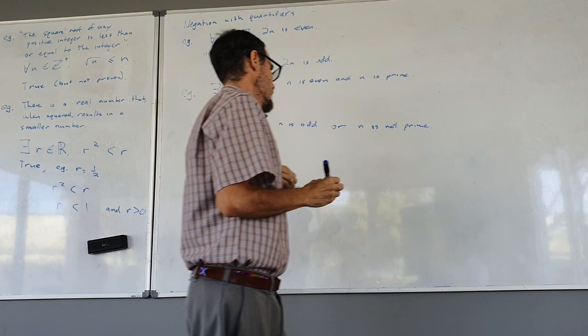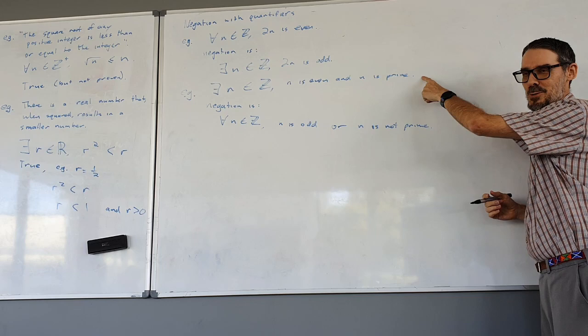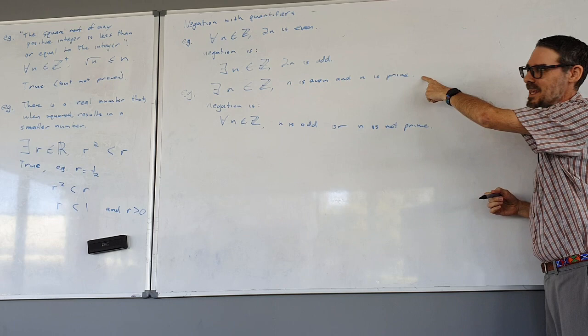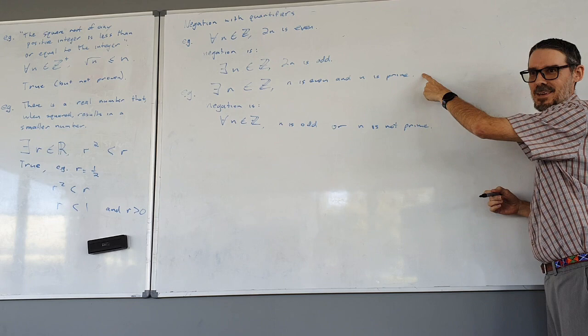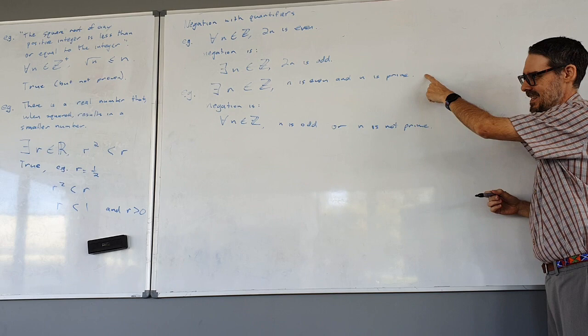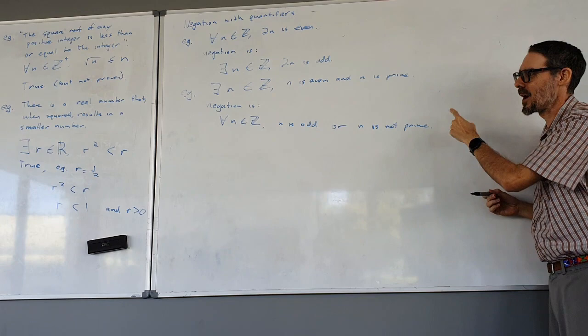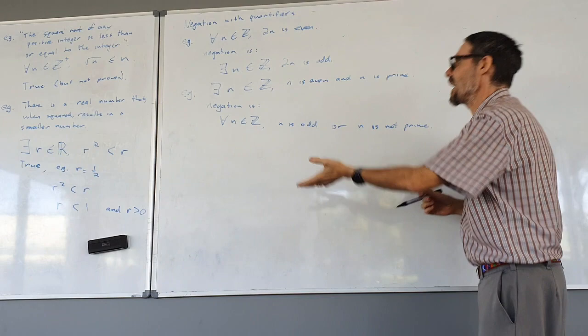The first statement, true or false? Is there an even prime number? Yes, there is, two. This one's true, therefore this one's false. Seeing how to prove this is easy, seeing how to prove this is a little tricky. So one of the things we're going to learn to do is be able to swap back and forth, find something equivalent I can prove in order to work out the truth of the original statement. That's where we're going.